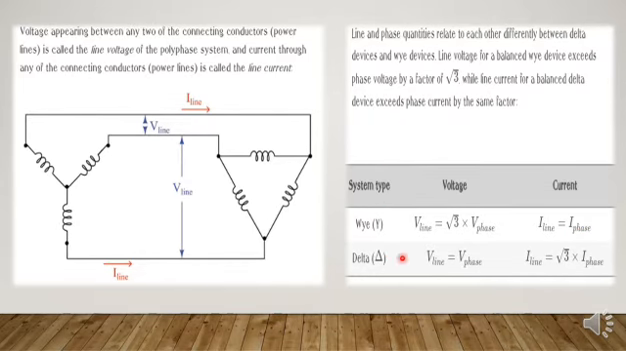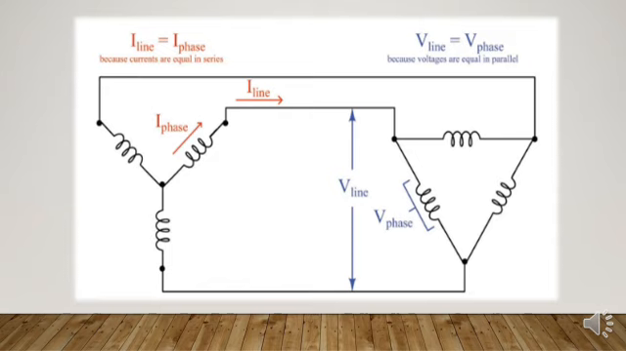And sa delta naman, yung line voltage is equal to phase voltage, while yung sa current, yung line current is equal siya sa square root of 3 times din sa phase current. So, bakit vice versa sila? Bakit magkaiba? Explain natin yan sa sunod na slide.